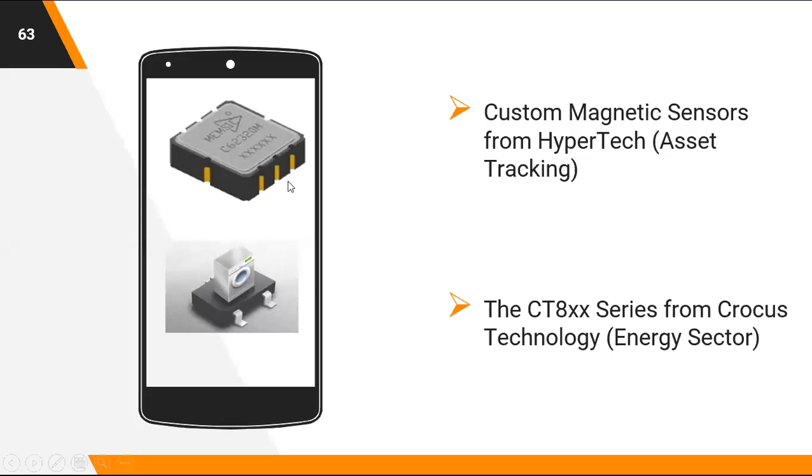See, the most frequently used two kinds of sensor I have put here. One is used for asset tracking. This sensor we call MEMSIC. Its specification is C62320M. This is a sensor developed by Hypertech, used for asset tracking. The second kind of sensor is the CT8 series, developed by Crocus Technologies. It is used in energy management, like in a washing machine. It depends on a particular energy, right? So this sensor is used for that purpose.